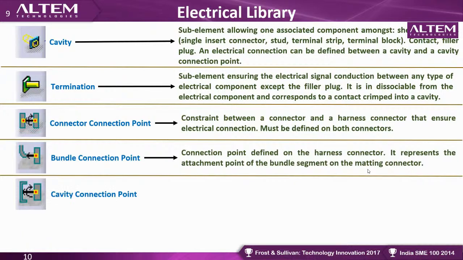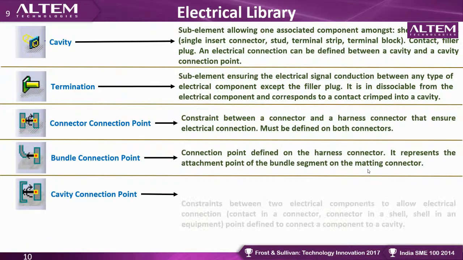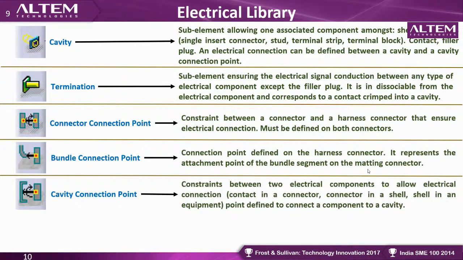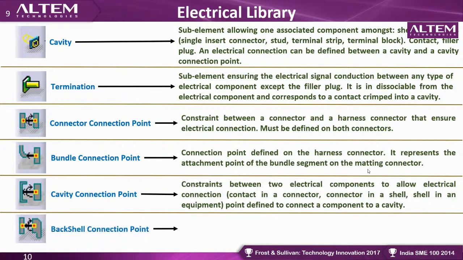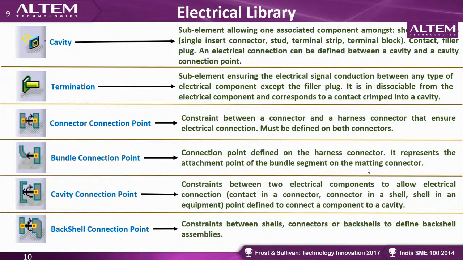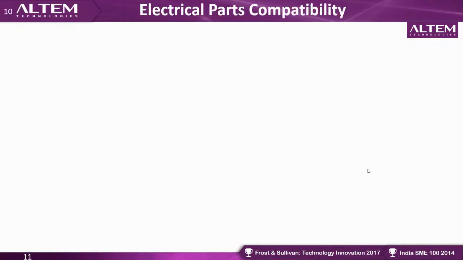And then we will have a cavity connection point. So wherever there is a cavity, a mating part should have a cavity connection point. So it is a constraint between two electrical components, maybe a connector or a shell or a mounting equipment. And last is the back shell connection point. It constrains the connections between the shell, connector, or back shells. So in this chart, in the next chart, I will explain how the parts are compatible.